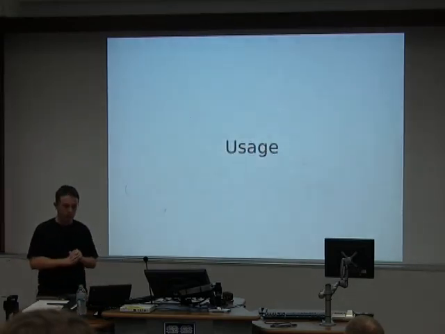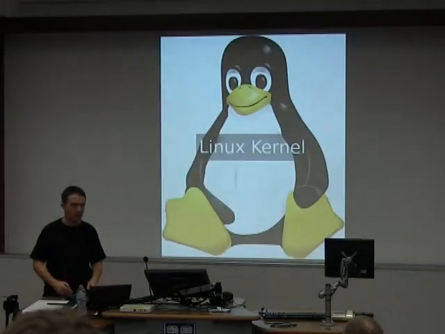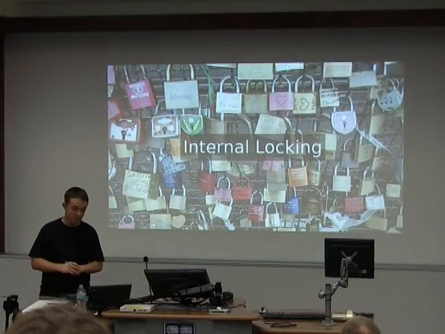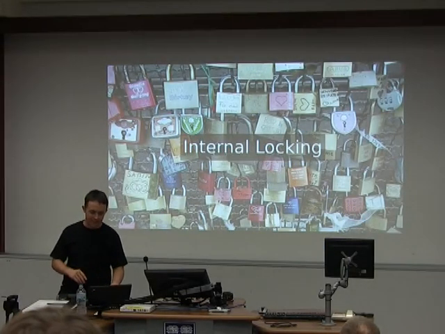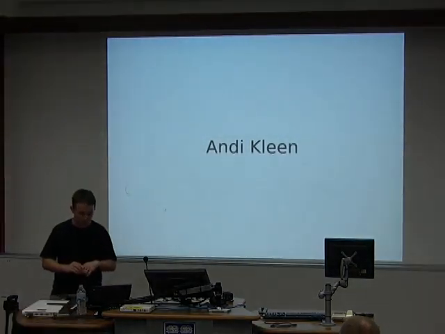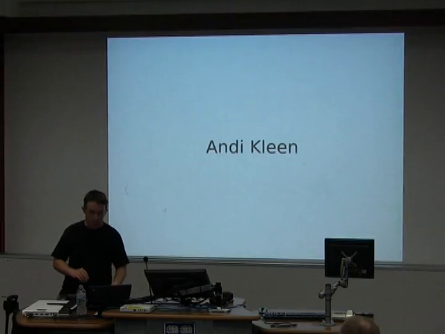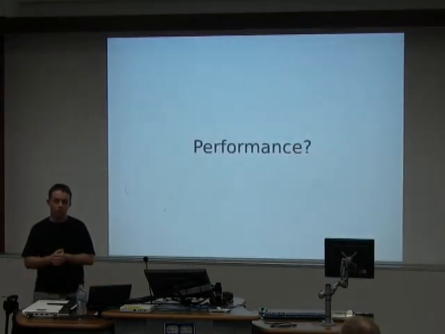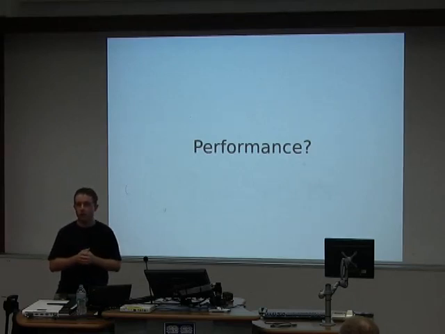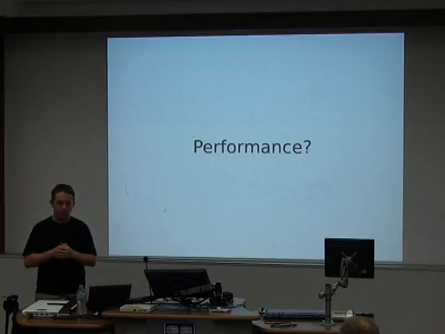So, usage. Obviously, people will care about the Linux kernel. That's why we're here. And internal locking, maybe. So what are we going to do about internal locking? Andi Kleen has done a bunch of work on this. Linus has done a bit of work on it too. It's not really going very far at the moment, and the biggest problem is performance. The kernel already scales pretty well for CPUs, and kernel developers, thanks to Paul, have a pretty good handle on different locking structures. So maybe the transactional memory model is not that interesting.